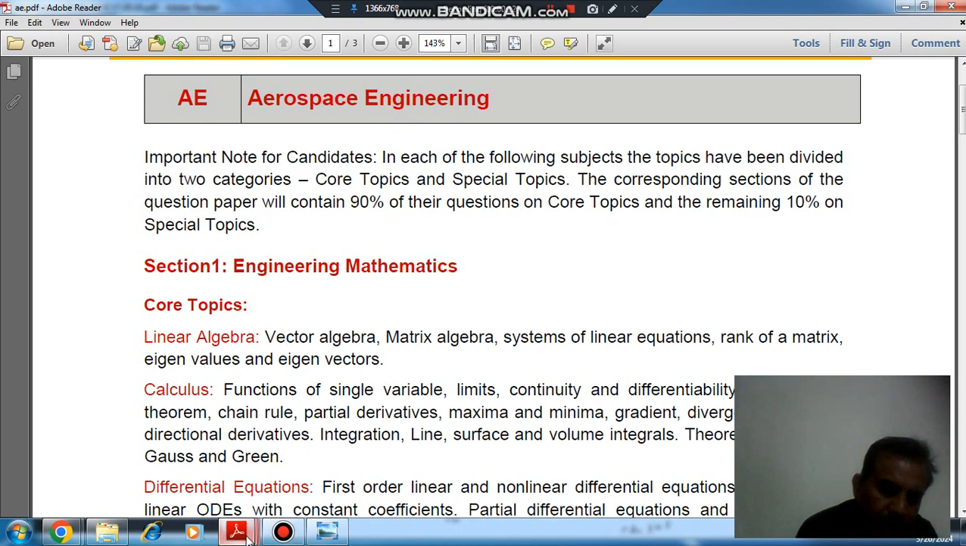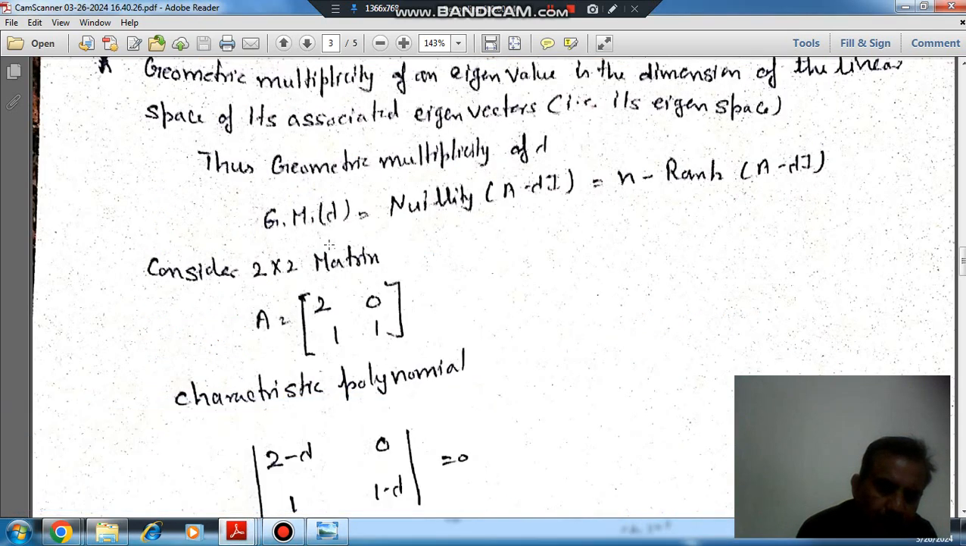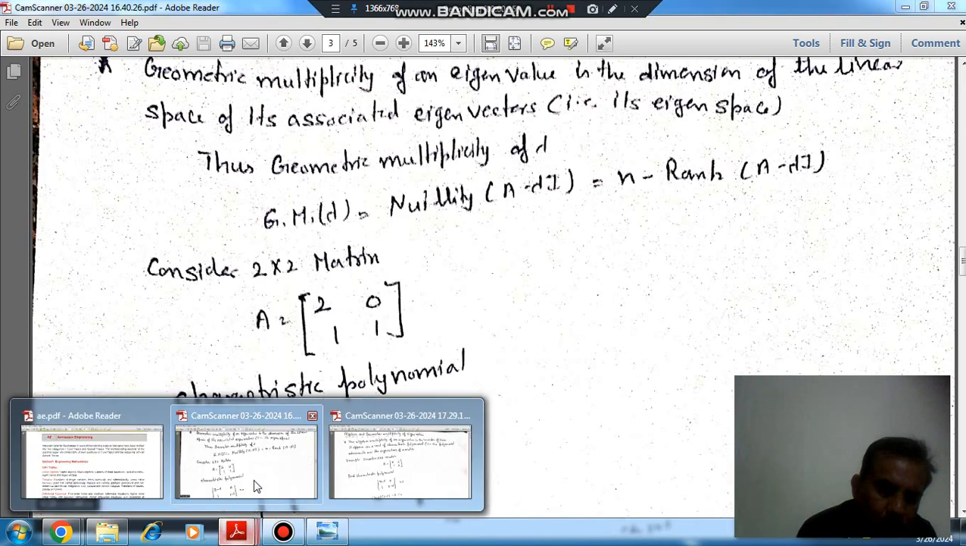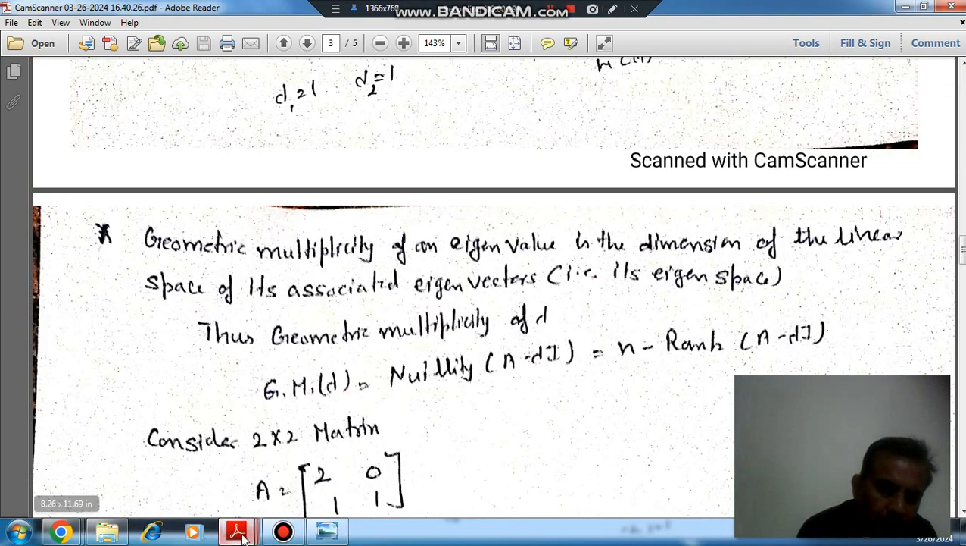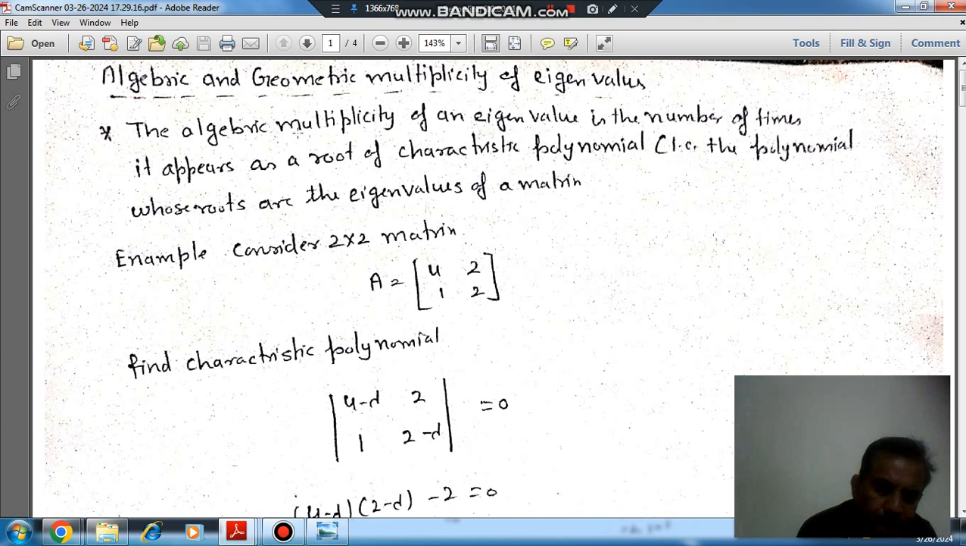In this, the subtopic is algebraic and geometric multiplicity of eigenvalues. First of all, algebraic multiplicity of an eigenvalue is the number of times that eigenvalue appears as a root of the characteristic polynomial. The characteristic polynomial is the equation of eigenvalues, the characteristic equation.